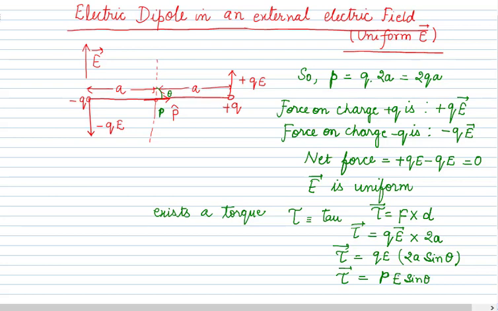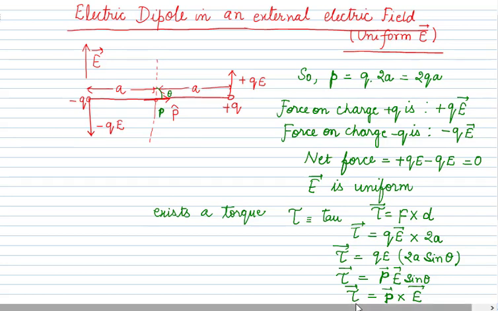And if this is P sine theta, then we can simply write tau as P cross E, because a cross product always gives us sine theta. So the simple expression for the torque tau is equal to P cross E, since tau is a vector quantity, P is also a vector quantity, the dipole moment, and so is the electric field. So tau is equal to P cross E.